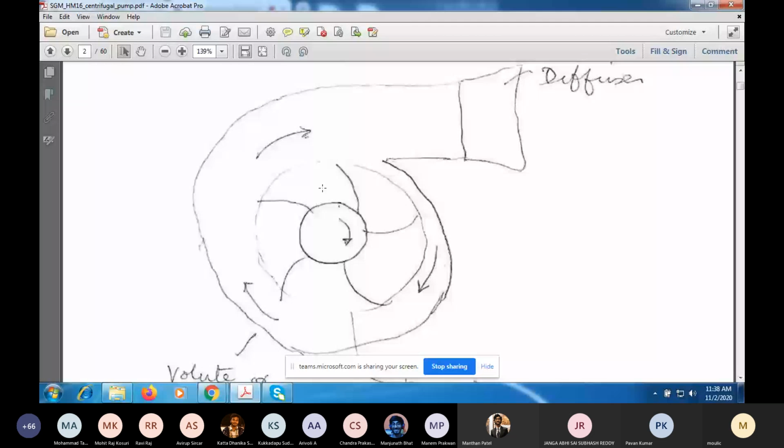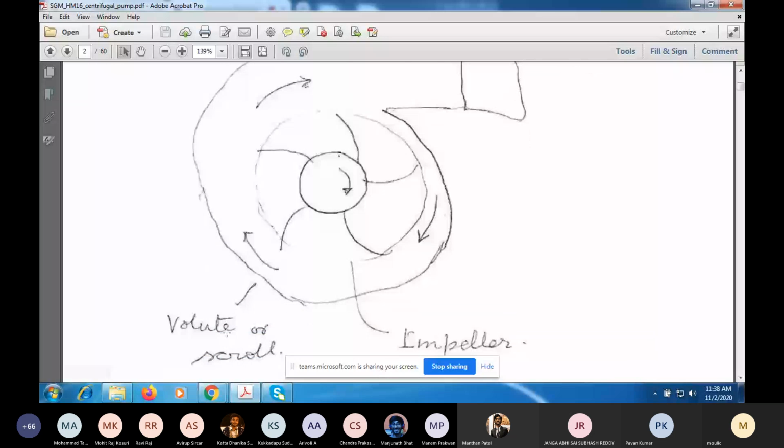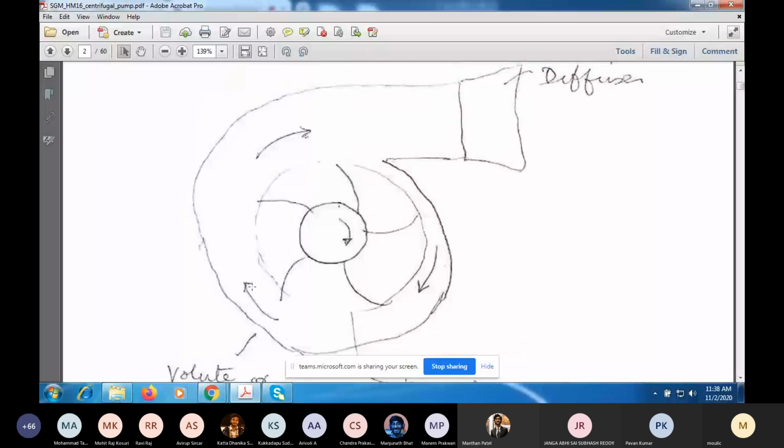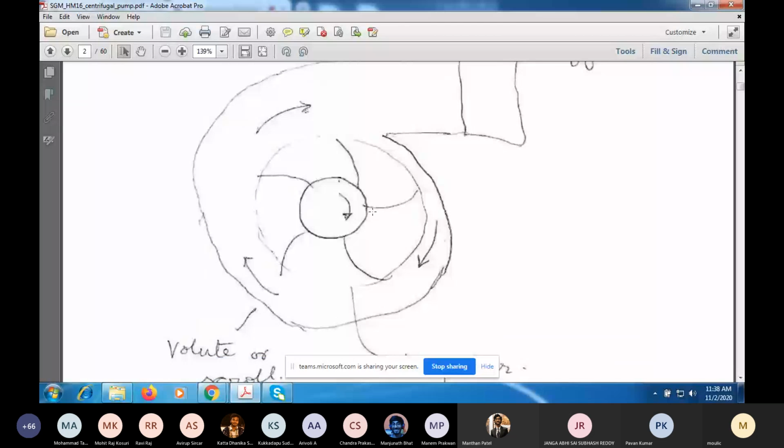Then it will be collected in this casing, which has the shape of a volute. So we call it a volute or a scroll. And it will be sent out. There may be another diffuser here. This side is the outlet of the pump. And the inlet of the pump is this circle over here in this figure.